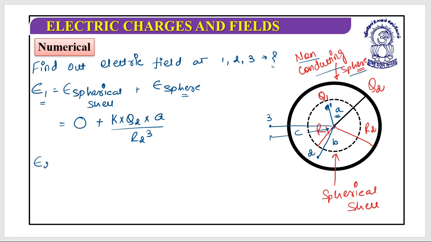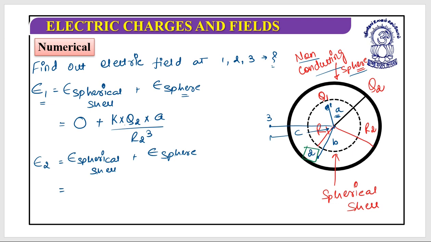Now have a pen and paper and do this with me. Now we are talking about E2. It's the second point. So I need to again find the electric field due to the spherical shell plus the electric field due to the sphere. Now, for the spherical shell, this is point number two.